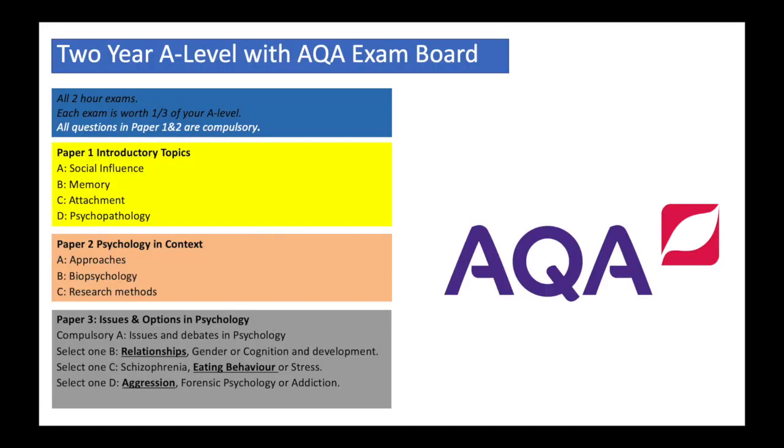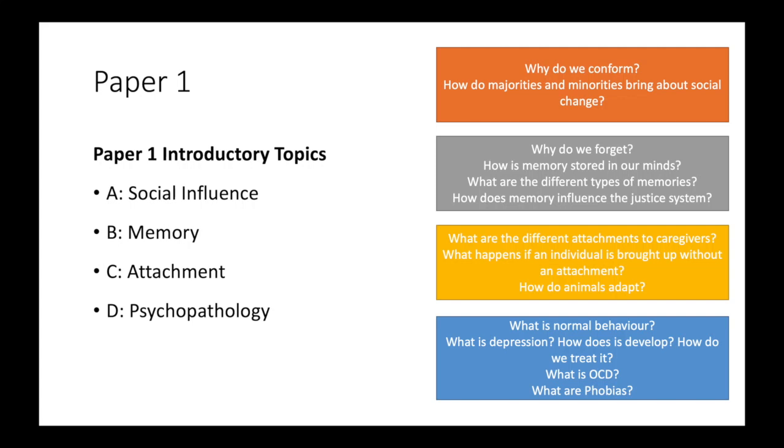There will be 3 exams all at the end of Year 13, with each accounting for a third of their A-Level. All questions in Paper 1 and 2 are compulsory, as well as the first topic in Paper 3, Issues and Debates. However, there are 9 optional topics to choose from within this final paper, depending on the school's decision. We offer relationships, eating behaviour and aggression, due to the importance of raising awareness and understanding of each of these behaviours.